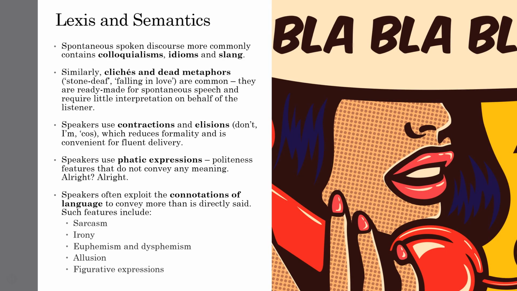You'll know that one of the main language levels is lexis and semantics, which means the words chosen and the meanings that they connote. Spontaneous spoken discourse is commonly full of colloquialisms, idioms and slang. Of course, it depends on varying contexts, on the formality of your context, but most spontaneous spoken discourse is full of these features. Also clichés and what we would call dead metaphors, which are metaphors that have become so common they've come to have a meaning of their own that doesn't need to be worked out. These are also common features of spoken language.